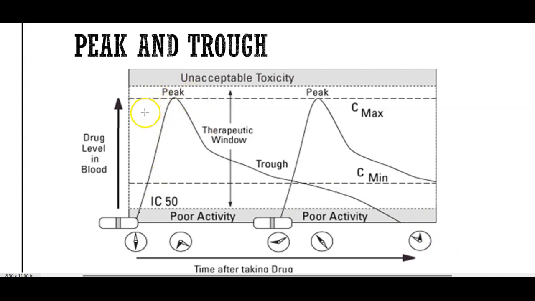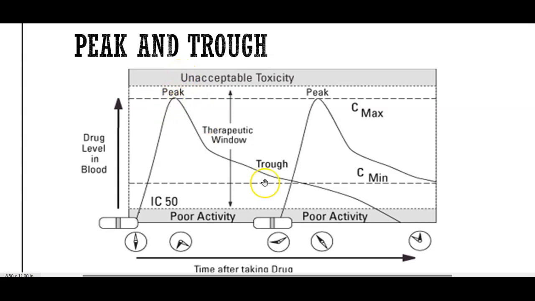So what's the peak level? Peak level is the highest blood concentration level. And if it's too high, right, you have certain levels. If it's too high, it's equivalent to toxicity. This is measured by drawing blood when the drug is at the highest concentration.